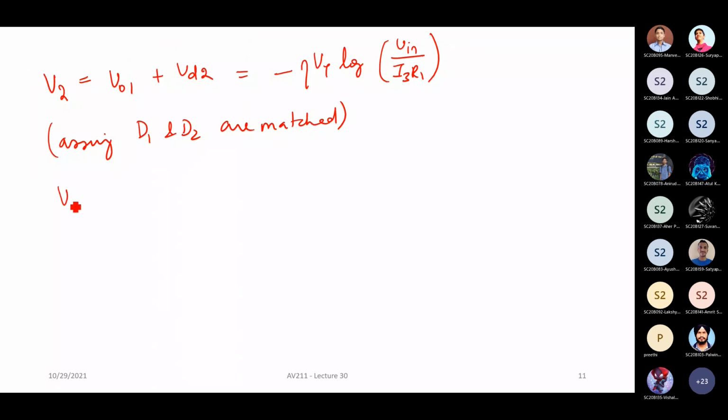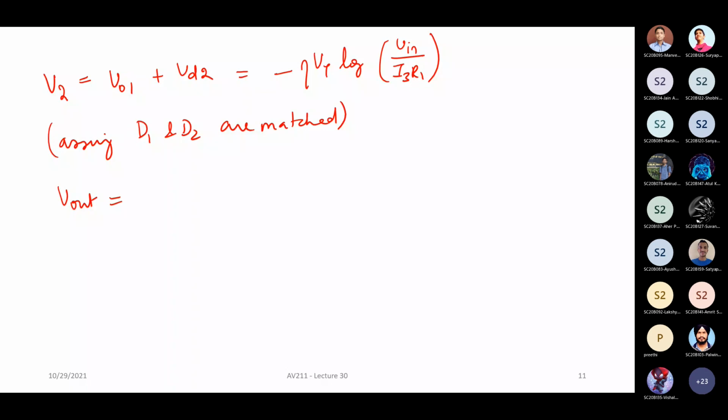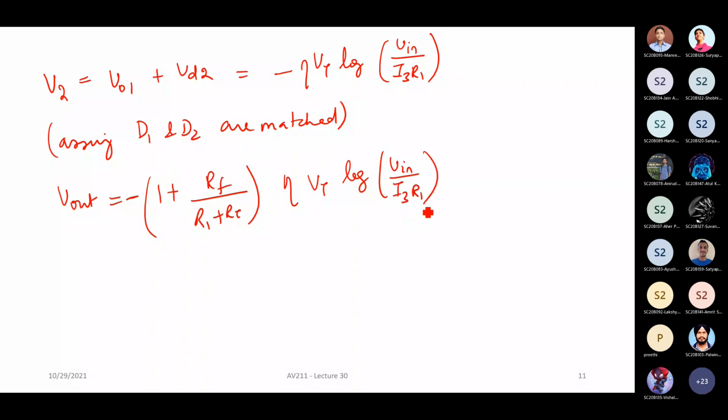Now let us see what happens to V out. What is V out? V out is your final output voltage here. This is nothing but a non-inverting amplifier. So we know how to write the expression for a non-inverting amplifier, which is 1 plus RF divided by R1 plus RT times V2, right? Which is nothing but 1 plus RF by R1 plus RT times eta times VT, with a minus sign here, log of V in divided by I3 times R1. Now this is basically what you would get.